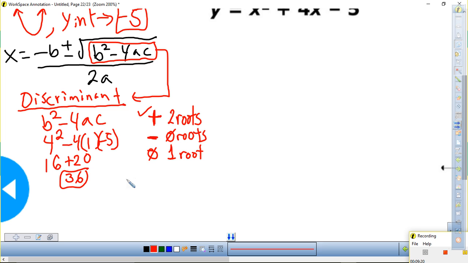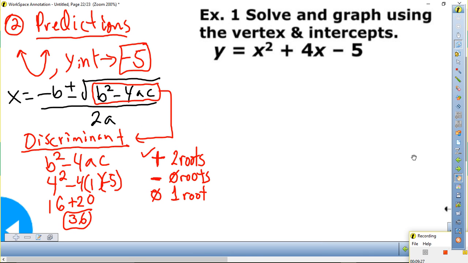Yeah. So with our predictions, now up to right there, we know a lot of information. Number one, it's opening up. Number two, it is crossing the x-axis twice. Is that correct? Yeah. And then we know our y-intercept is negative 5. So we have a lot of information already. So like that, when we graph, we now have more of a concrete way of looking at it and not making all these funky graphs that I seen some of you make. I was like, man, what happened here? Some of you were like really off.